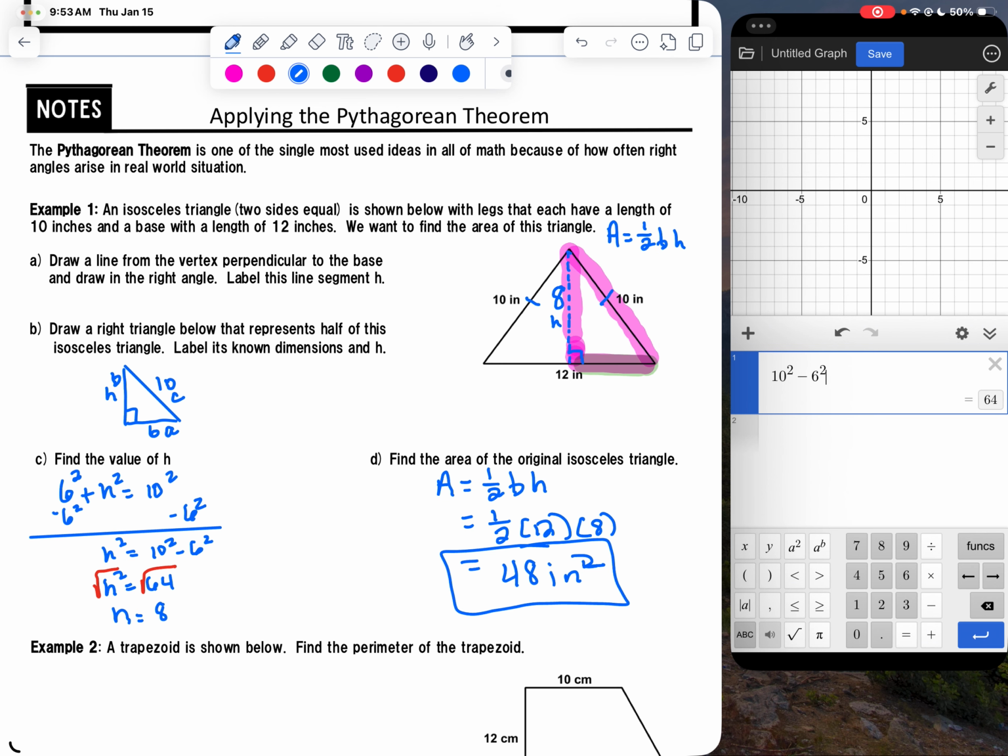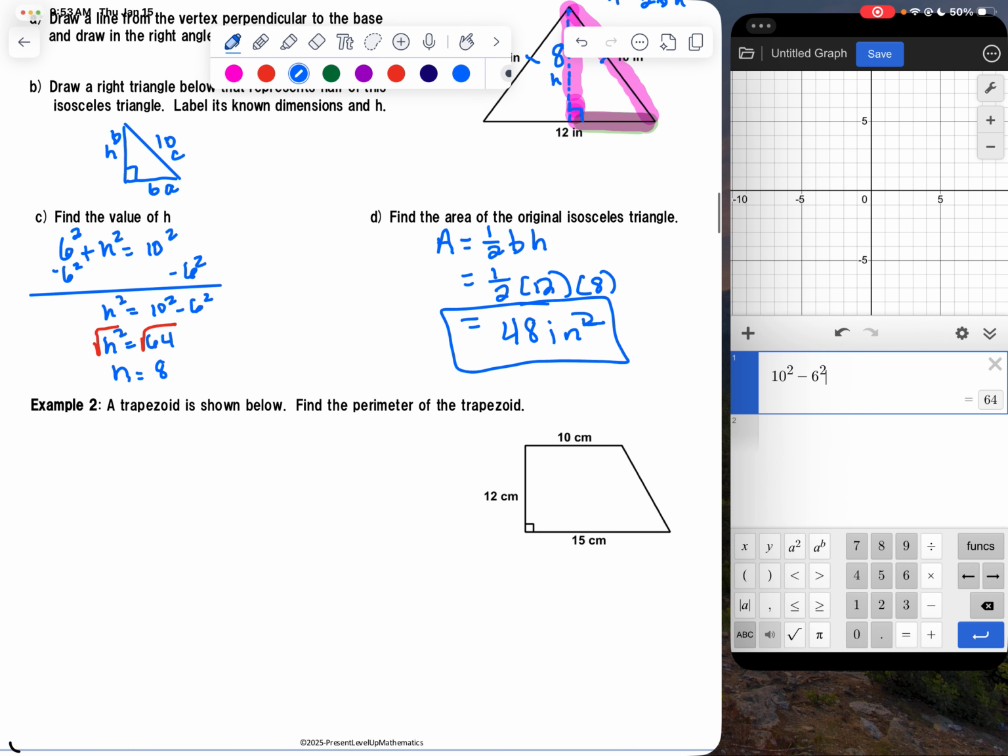All right, example 2. A trapezoid is shown below. Find the perimeter of the trapezoid. So to find the perimeter of anything, we add all the sides. We have 3 of the sides given, but we do not know this side. So we're going to have to use a little bit of creativity to find the length of this side. And luckily for us, we can use the Pythagorean Theorem.